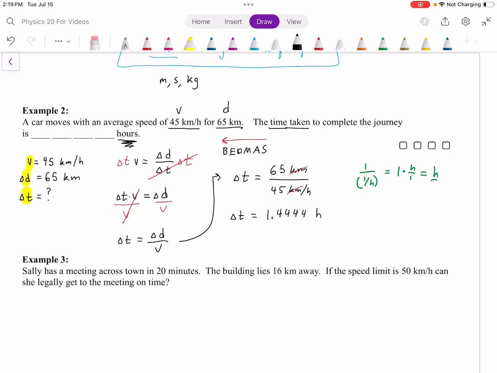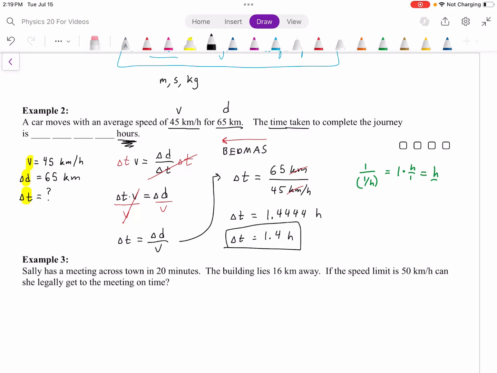And the last thing to do here is just check for significant digits. And sure enough, this is way too many. I only want to have 2, right? 2 sig digs, 2 sig digs. So the time that we would record is 1.4 hours. Okay, there's our final answer.